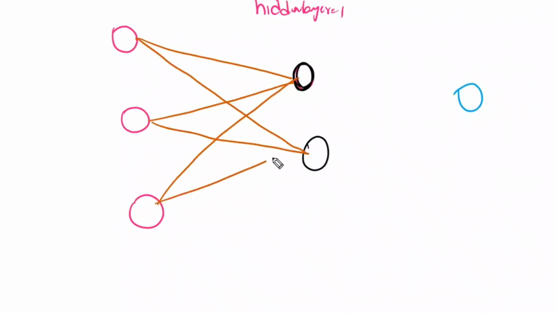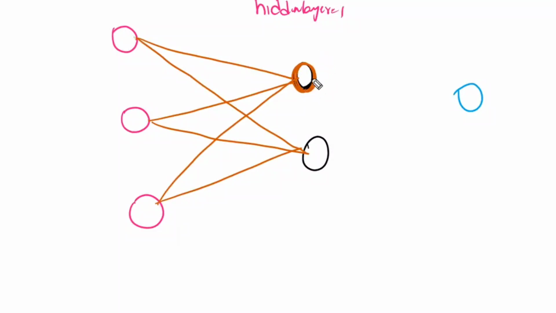In total, how many connections are you going to get? Each one is called a connection. This neuron has two connections, this neuron two connections, this neuron two connections. So each neuron has two connections, and with respect to the input layer, 3 into 2, 6 connections are there. So you have to check which neurons this neuron is connected to.